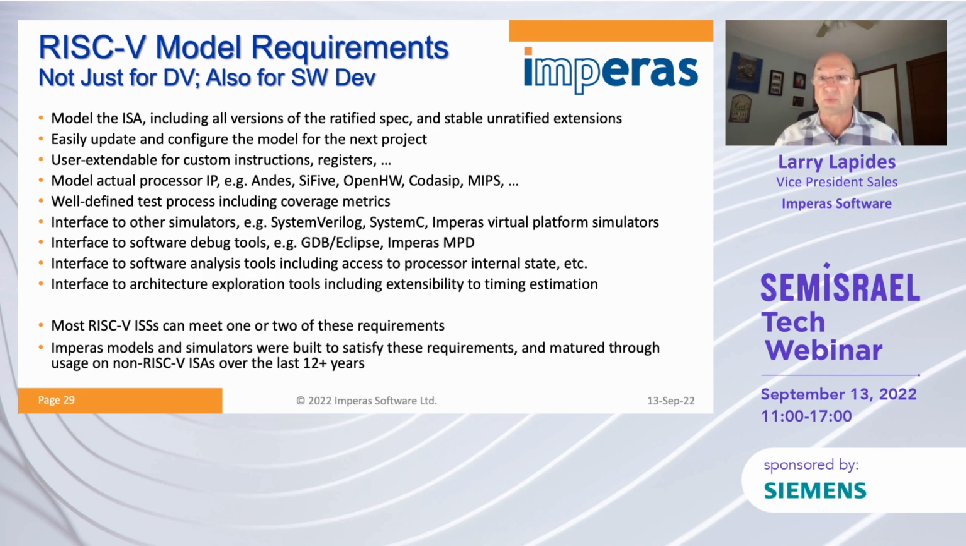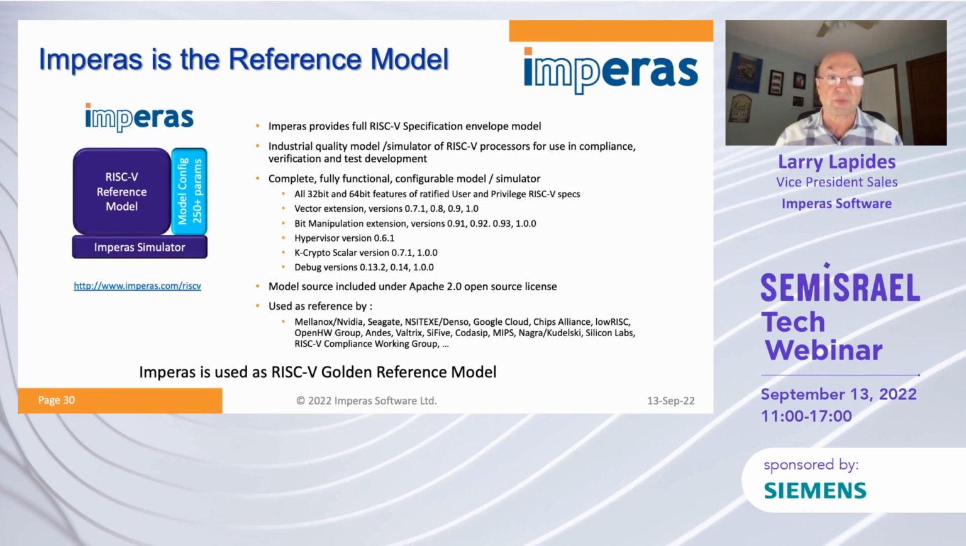So just looking at what we've done in terms of the reference model. There's a base reference model. This is built in C. There's also the Imperas simulator. So there are APIs for model building. The APIs are supported by the simulator.